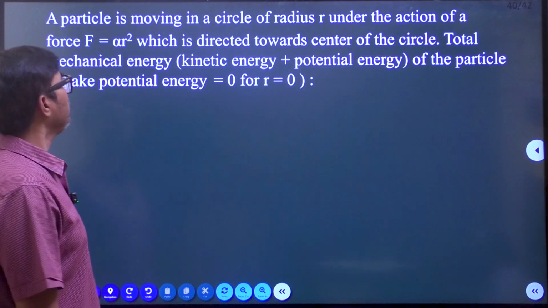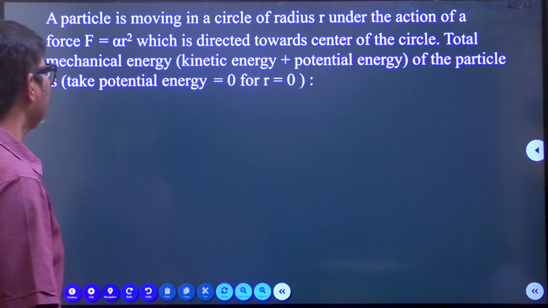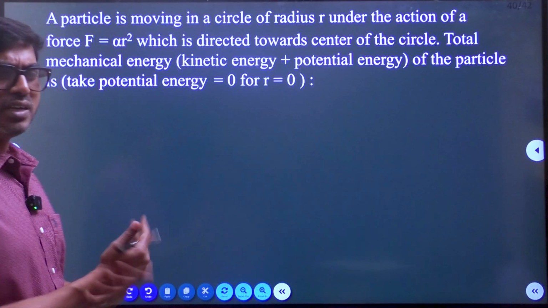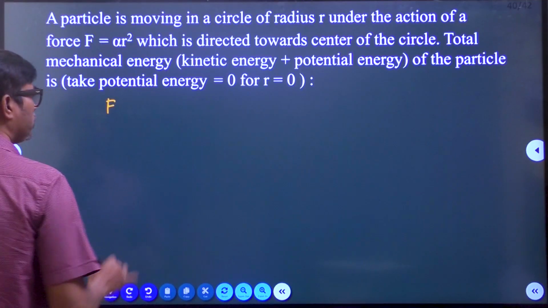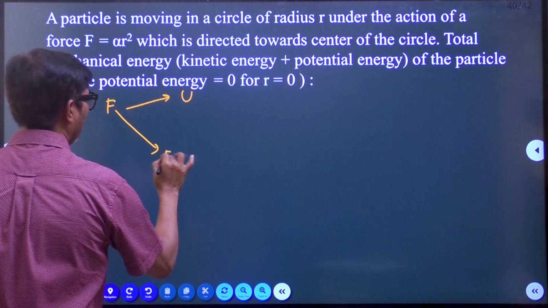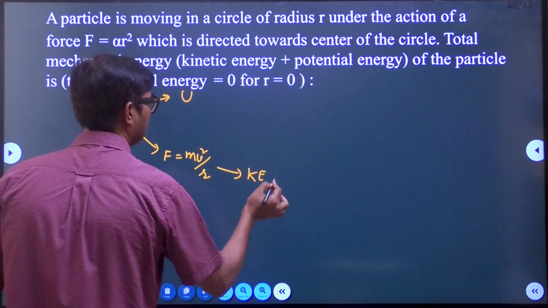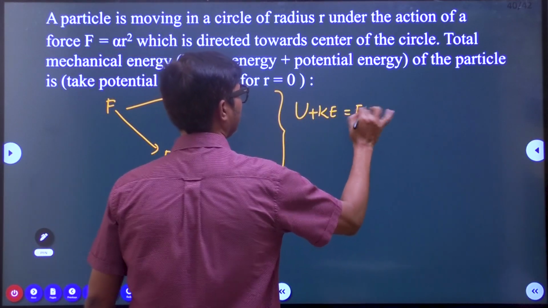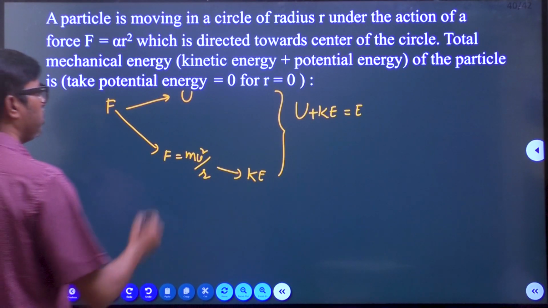Right. A particle is moving in a circle of radius r under the action of a force F equal to alpha r square, which is directed towards the center of the circle. Total mechanical energy we have to calculate. Same idea here also. They gave force, and when they give force I can find potential energy. I can use F equal to mv square by r, and from there I can calculate kinetic energy. Then potential energy and kinetic energy, you sum it up, you will get the total energy. That's the roadmap.